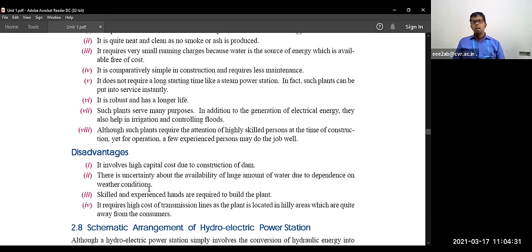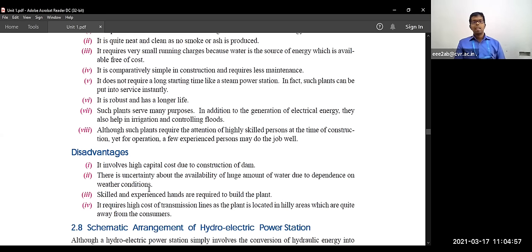Why? Because if it is used only for power generation, then water scarcity will come. Drinking water scarcity will come throughout the city or throughout the state. So we have to be very careful while running this hydropower station, especially in the summer seasons, like March to June. So yes, we have to be very careful.